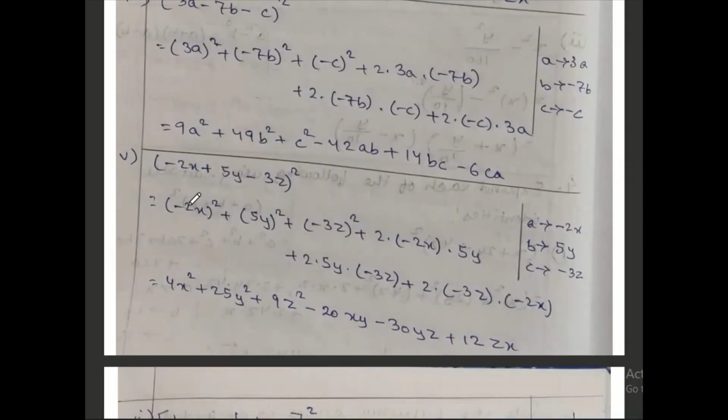One more I am showing. Question number 5. Minus 2x plus 5y minus 3z, full bracket and whole square. A is minus 2x, b is 5y, c is minus 3z. Same, a square, that is minus 2x whole square, plus b square, that is 5y whole square, plus c square, that is minus 3z whole square, plus 2 into a is minus 2x, b is 5y, plus 2bc, plus 2ca. Now multiply, calculate, get your answer.